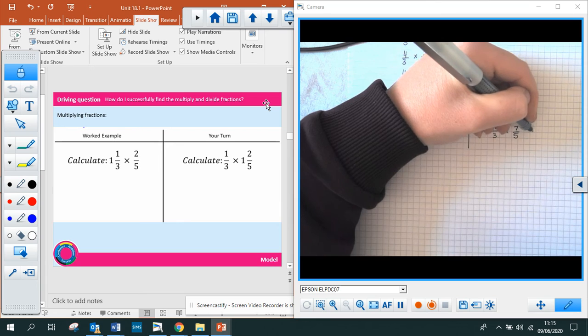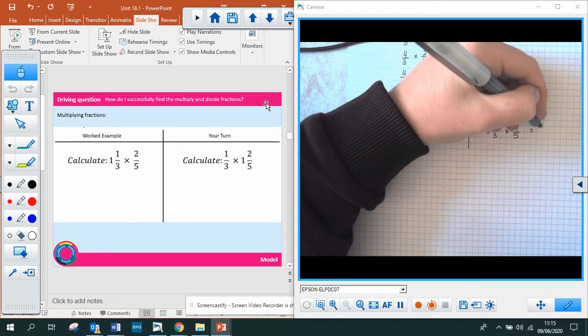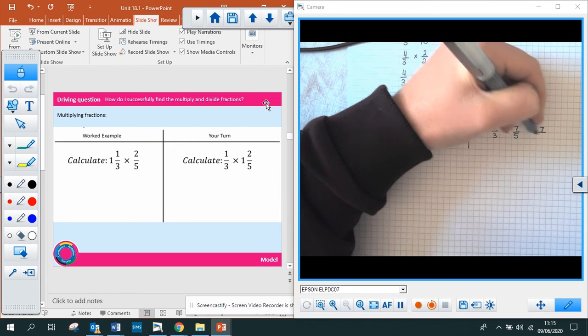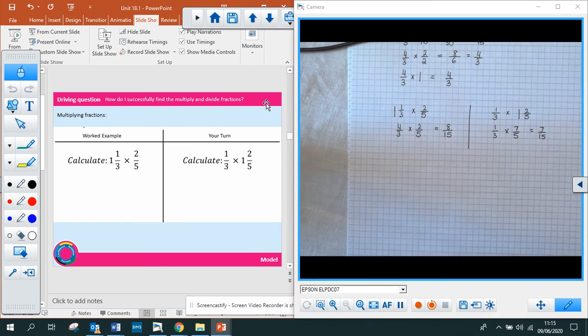Now you can do that easily. Now it's converted. 1 times 7 is 7. 3 times 5 is 15. So your answer there is 7/15. Well done if you got that.